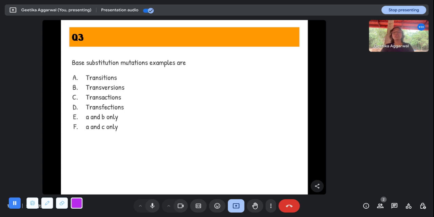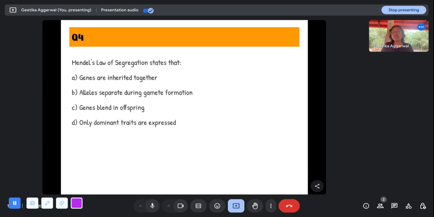So the correct answer is A and B only. As we discussed, transitions and transversions are two examples of base substitution mutations. Transitions are ones in which purines get replaced by purines, or pyrimidines get replaced by pyrimidines. And transversions are ones in which purines get replaced by pyrimidines or vice versa.